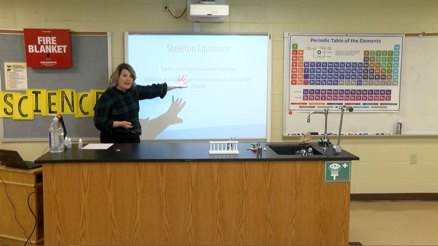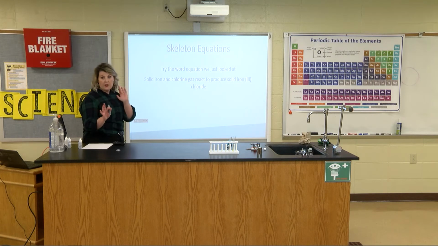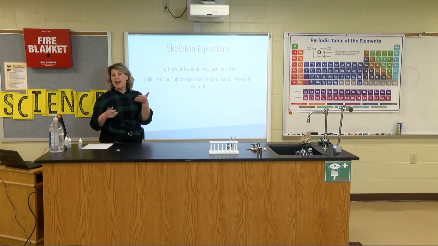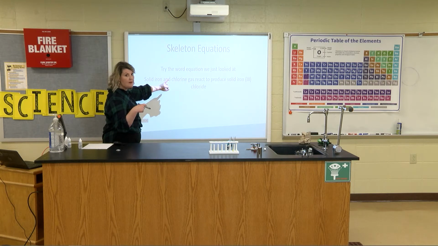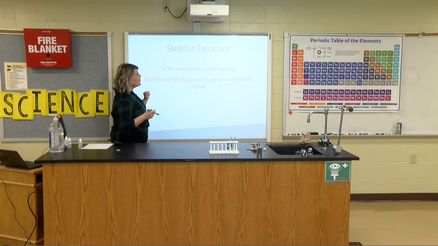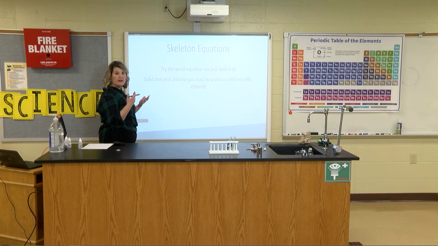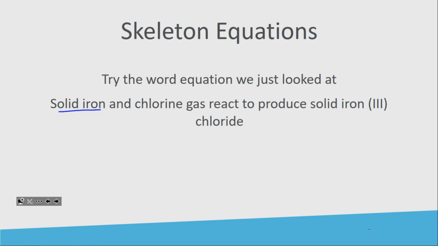All right, so we're going to take that word equation that we just looked at and turn it into a chemical equation. So get a periodic table out if you don't have one already because you're going to need that. So let's look here. This is the one we just talked about a minute ago. Solid iron and chlorine gas react to produce solid iron 3 chloride. So let's start writing these formulas down. Solid iron. So look at your periodic table. And iron is Fe. And we've said that it's solid. So to show that it's solid, we're going to put an S in parentheses next to the iron.